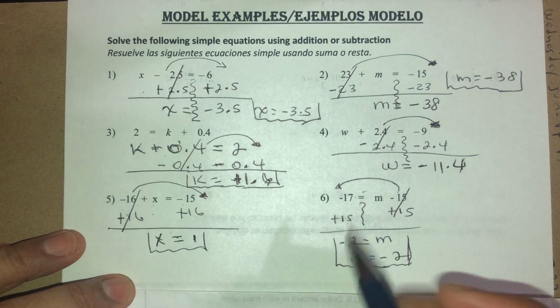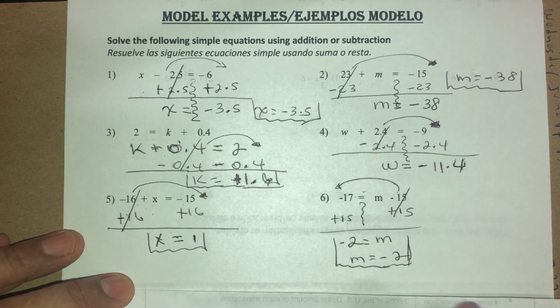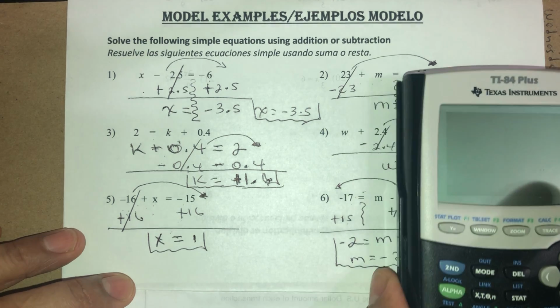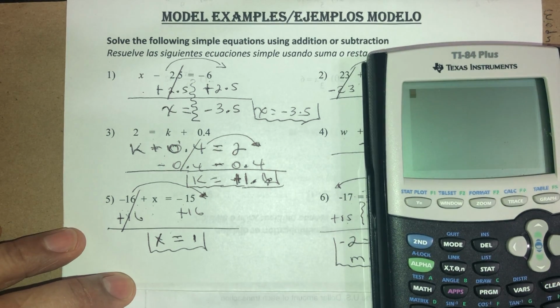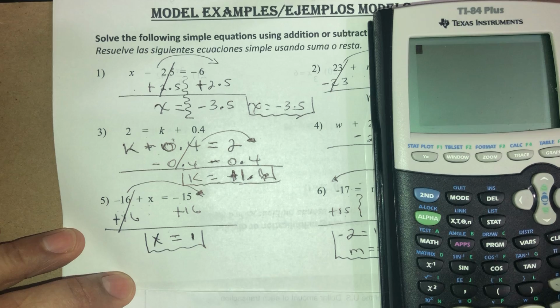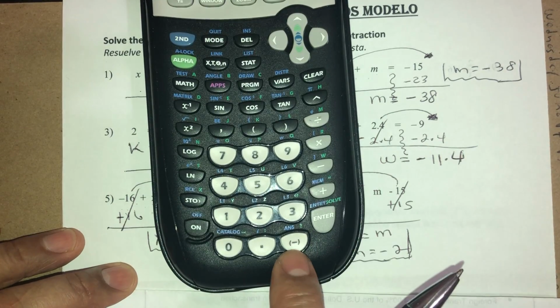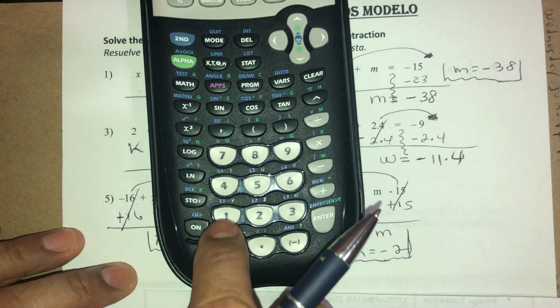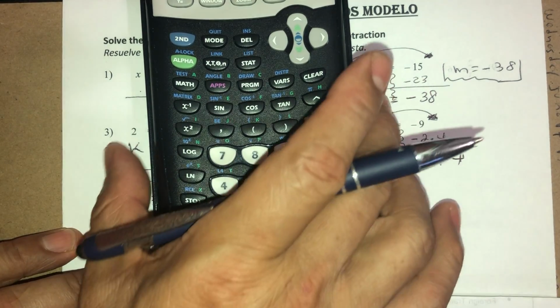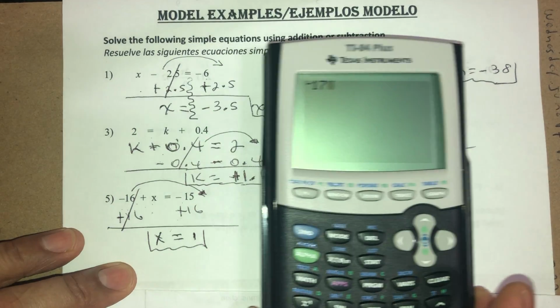So remember, you don't know the rule for adding signed numbers, so use your calculator. This is what I'm going to do. I'm going to do my -17. Remember, for -17 I have to use this button right here. All right, and it's already there.